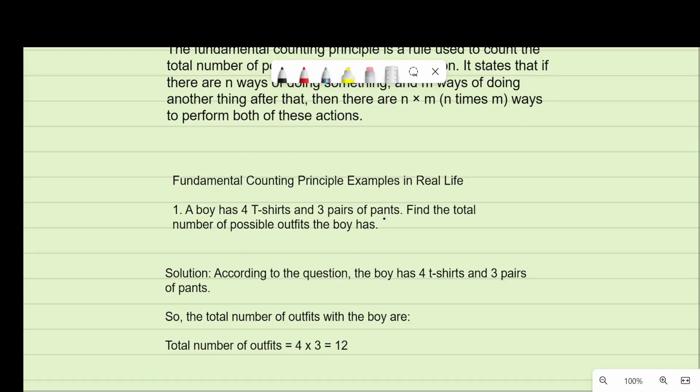In a real life problem, let's say this example. 1. A boy has 4 t-shirts and 3 pairs of pants. Find the total number of possible outfits the boy has. Okay, so he has 4 t-shirts and 3 pairs of pants. So imagine it's you having 4 t-shirts and 3 pairs of pants. How many ways can you style your dressing every day?